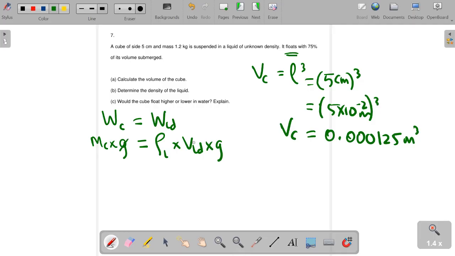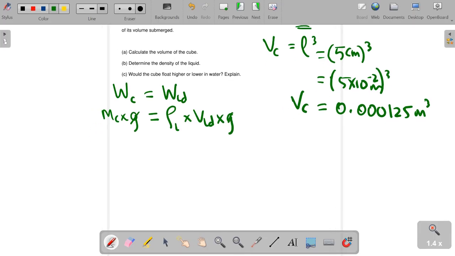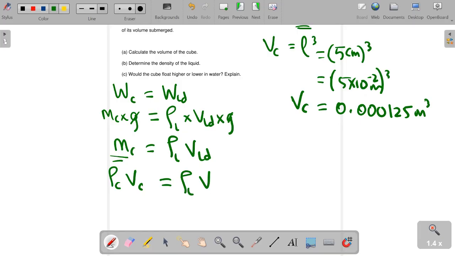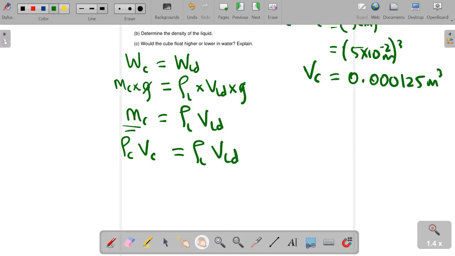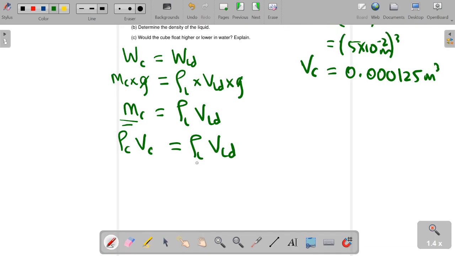So these can cancel, because it's the same thing on different sides of the equal sign. So the mass of the cube is equal to the density of the liquid times the volume of liquid displaced. From there, this mass is also the density of the cube times the volume of the cube, which will be equal to the density of the liquid times the volume of liquid displaced. Can you see that? They want us to find the density of the liquid, which is this parameter right here.